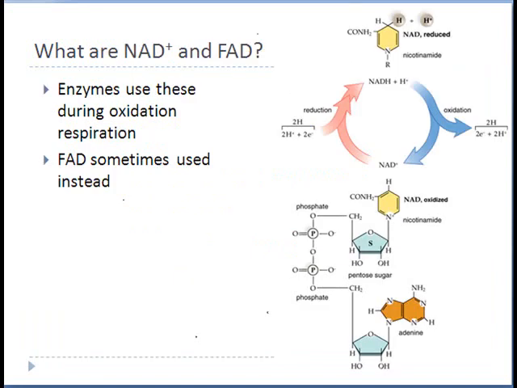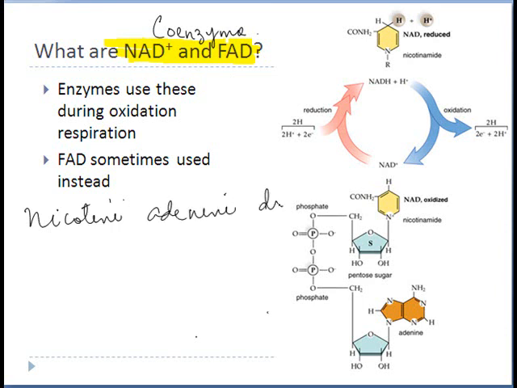Most of these redox reactions use the coenzymes NAD and FAD. These are both coenzymes. NAD stands for nicotinamide adenine dinucleotide, and in shorthand we call it NAD. FAD stands for flavin adenine dinucleotide, and in shorthand it is called FAD. In both these reactions, we will see something similar, which is the oxidation and reduction process.